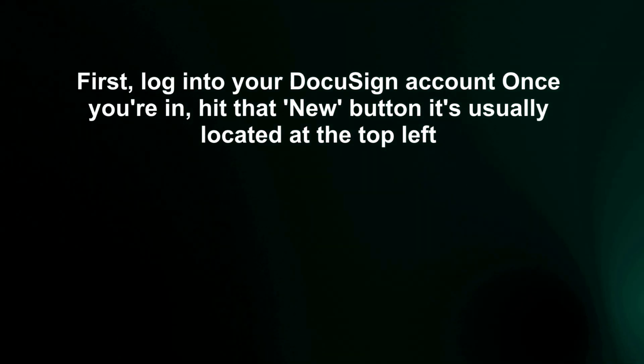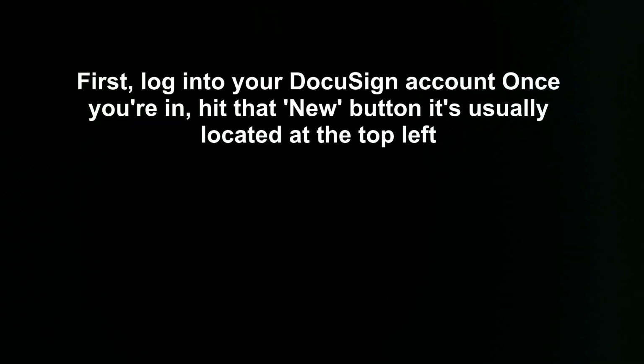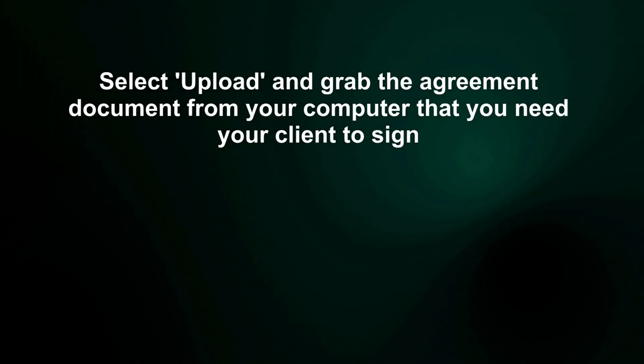First, log into your DocuSign account. Once you're in, hit that new button. It's usually located at the top left. Select Upload and grab the agreement document from your computer that you need your client to sign.